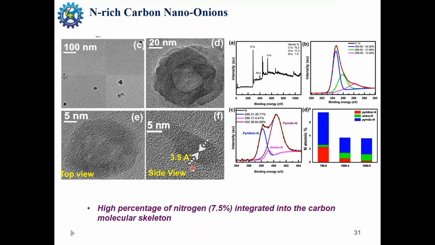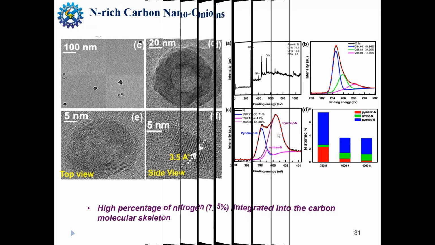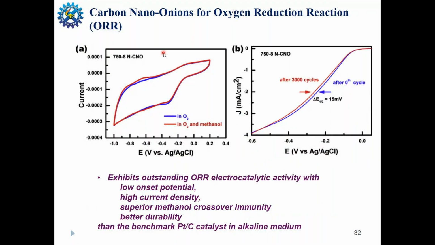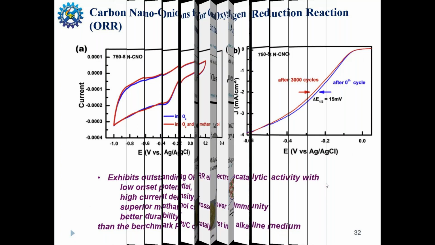And we see that a high percentage of nitrogen is present in the carbon molecular skeleton, which is proved through the XPS analysis also. And we try to use this for the oxygen reduction reaction, and we found that it exhibits outstanding overall electrocatalytic activity with a low onset potential, high current density, superior methanol crossover immunity, and better durability, and it is stable even after 3000 cycles compared to the benchmark platinum carbon catalyst in the alkaline medium.